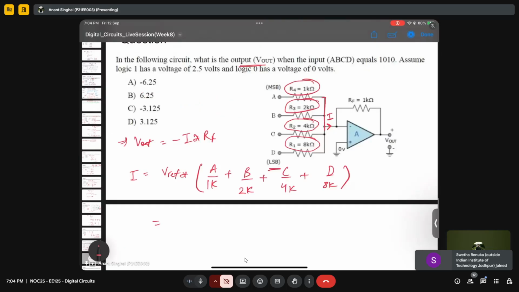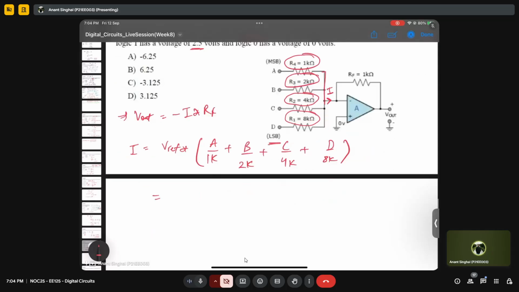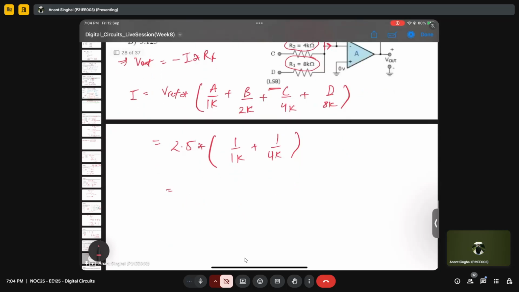Is Vref given? Assume logic one is Vref, so Vref is 2.5 volts and the input is 1010. So it will be 1 by 1k plus 0, plus 1 by 4k, and the rest is 0. So I can calculate the I as 2.5 times (4 plus 1, that is 5) over 4k, so it's 1.25. So it should be 3.125 milliamps.